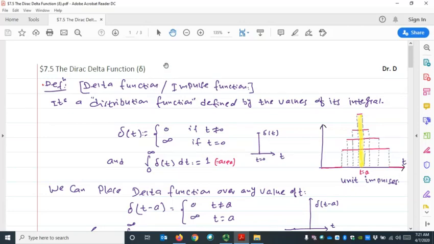Today I'm going to cover the Dirac delta functions. Let me start right away.